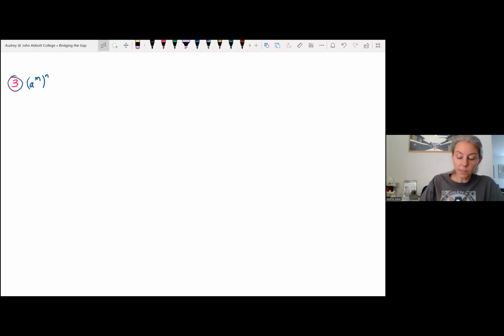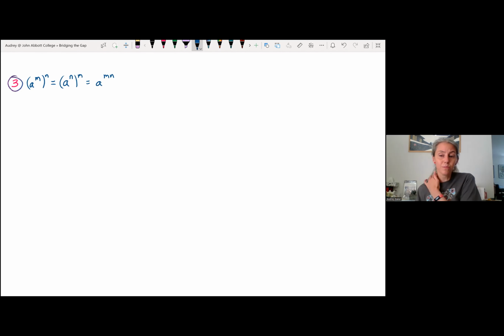All right, so our exponent rule, a to the m to the power of n. The first thing it's important to note is that the order of those exponents doesn't actually matter. This is the same thing as a to the n, all to the power of m. So I can move them around. And this is because this is the same thing as a to the m times n, and order of multiplication doesn't matter. M times n is the same thing as n times m.